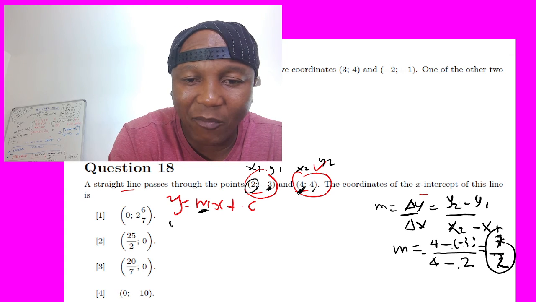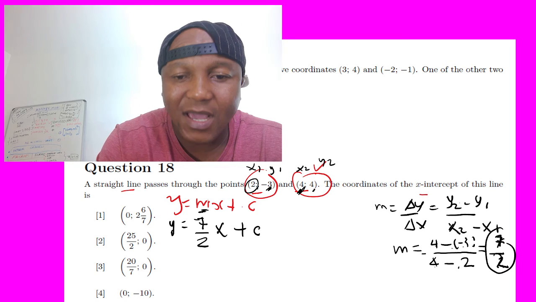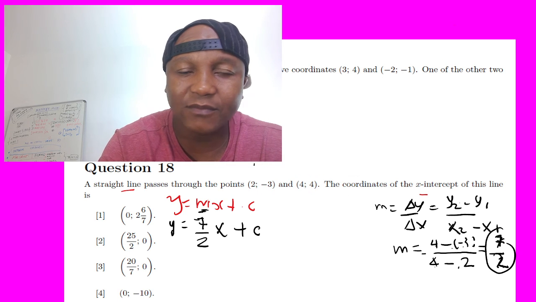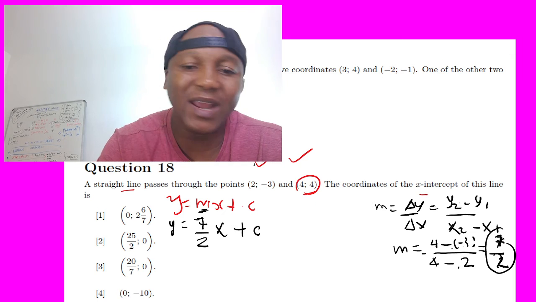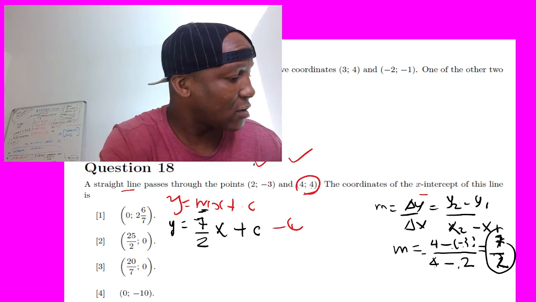So instead of m, I'm going to say y equal to 7 over 2 x plus c. And the next thing is now take one of these two coordinates. Either you can use this or this, so let me use that one. Either one does not matter, it's going to give the same answer. Call this first equation.